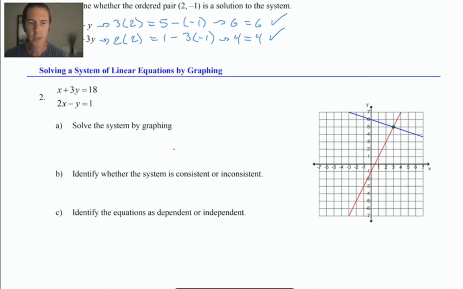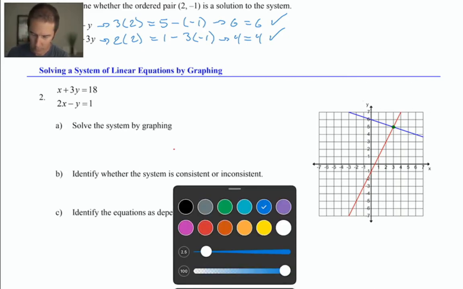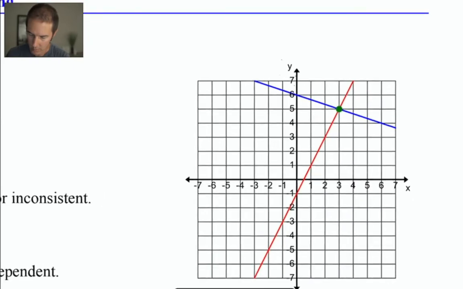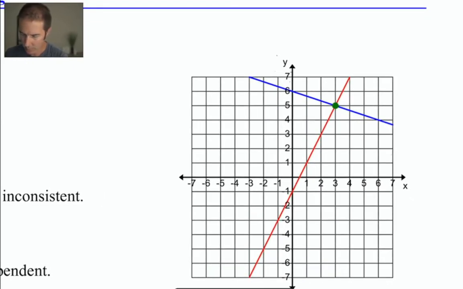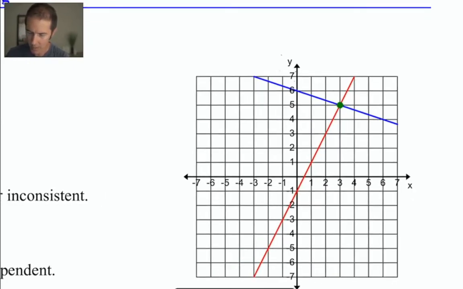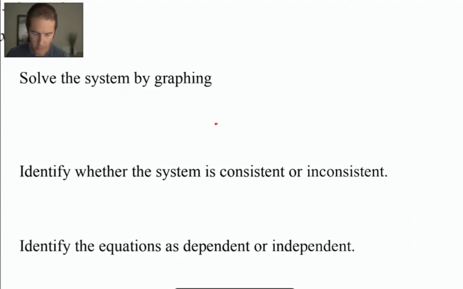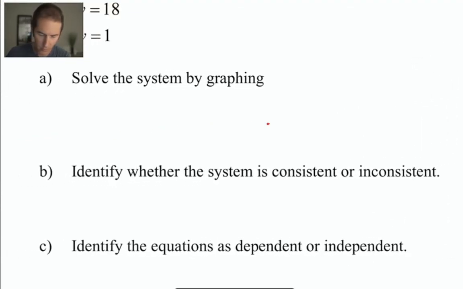And that's what we're seeing in problem number 2. So we're given two equations, and they are already graphed for us on the right there. And the first request is that we solve the system by graphing. And the solution to the system is the point of intersection. So all we have to do is zoom in here a little and see that the point of intersection happens at (3, 5). And we can say that the solution to the system is (3, 5).